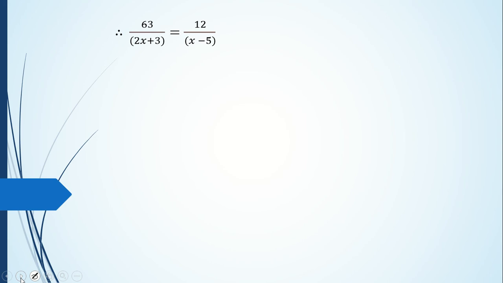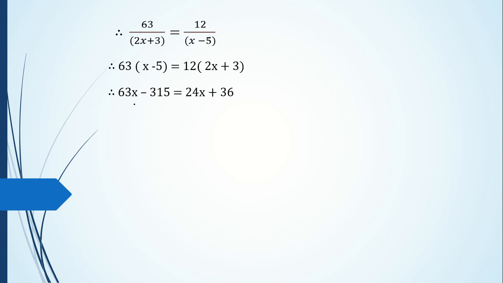Now just cross multiply and we get the answer to it. 63 into this and 12 into that. Multiply 63 inside the bracket: 63 into x minus 63 into 5. And this side 12 2s are 24x plus 12 3s are 36. Now 63x minus 24x is equal to 36 plus 315. So we get 39x equals 351.